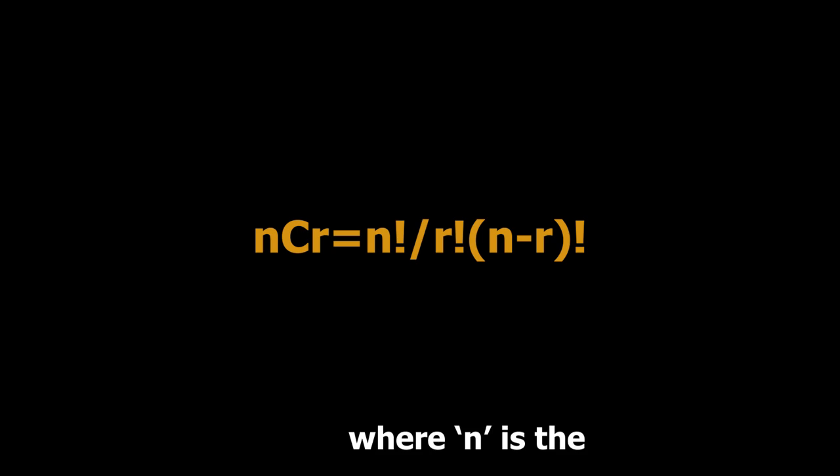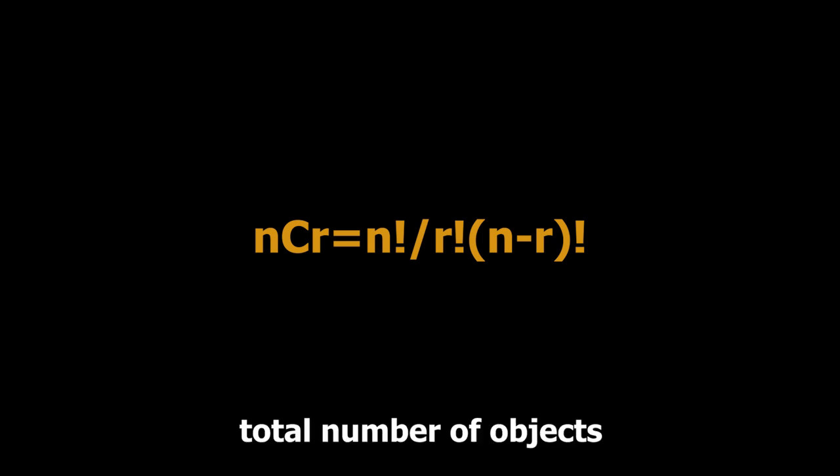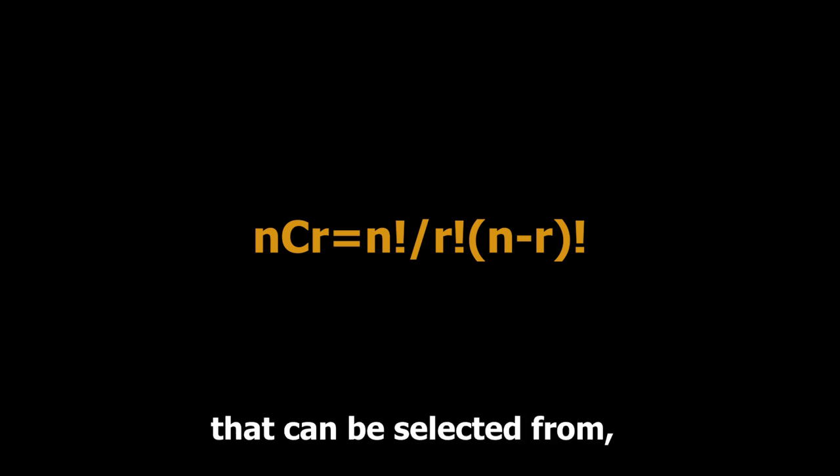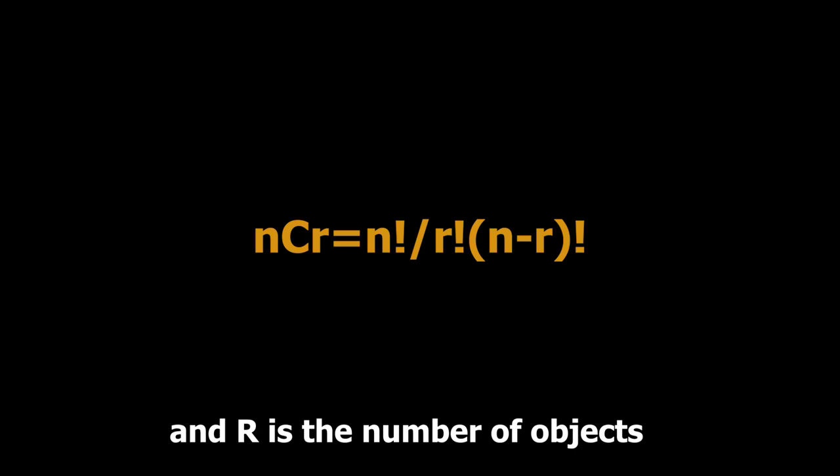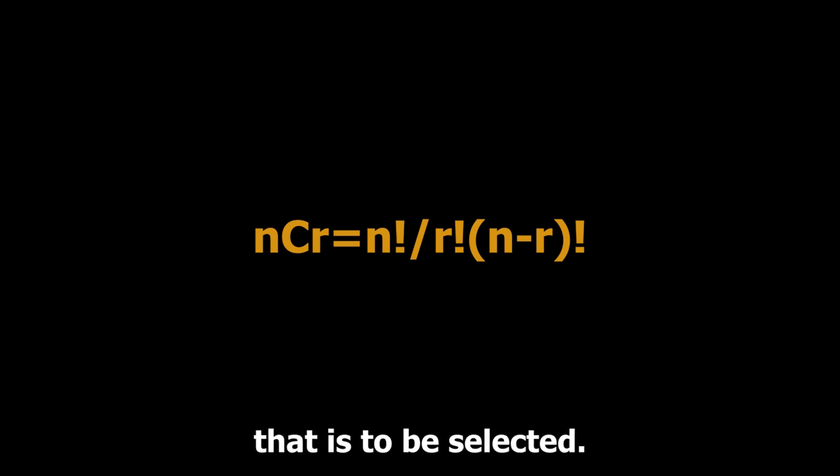In combinatorics, the number of ways in which you can select R objects from n objects is denoted by nCr, where n is the total number of objects that can be selected from and R is the number of objects that is to be selected. How many ways can you select 4 balls from a group of 4 balls? Practically, there is only one way to do that, by selecting all the balls.